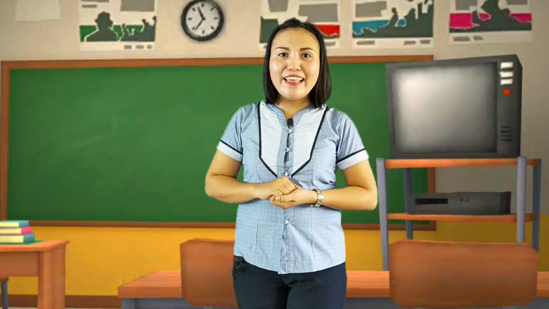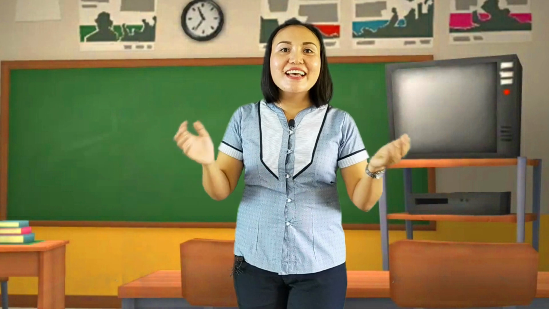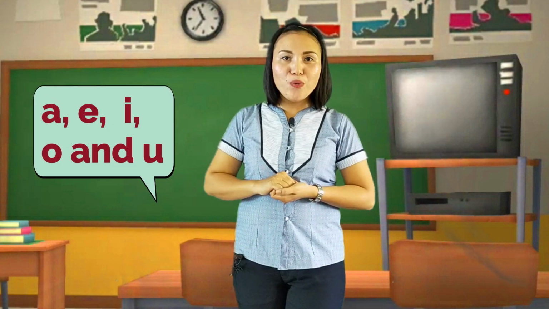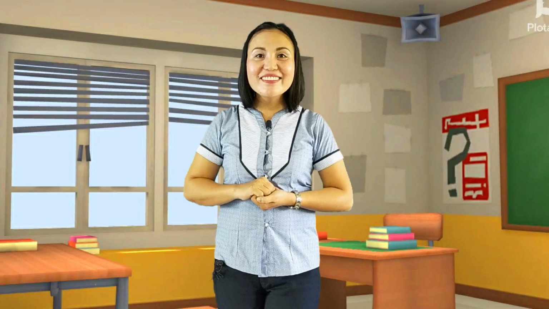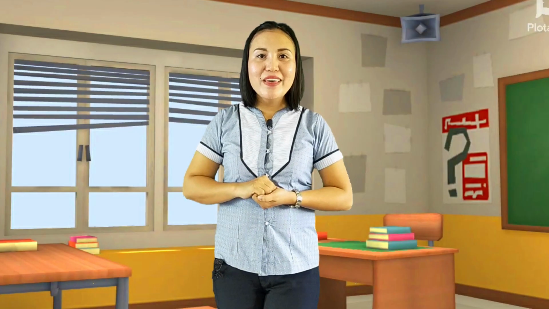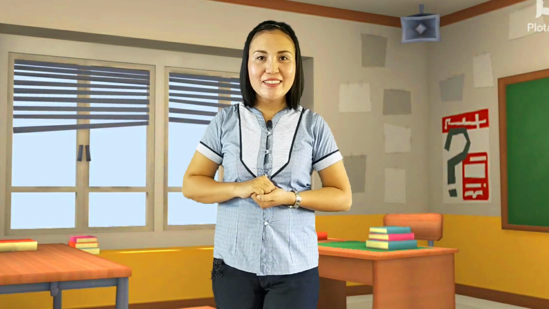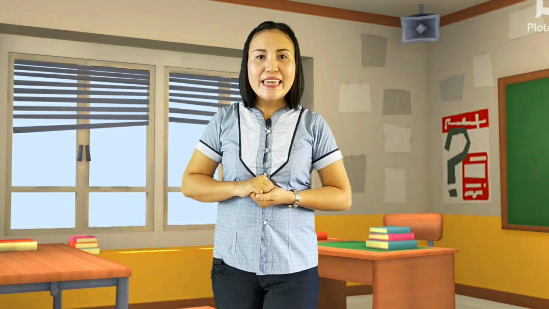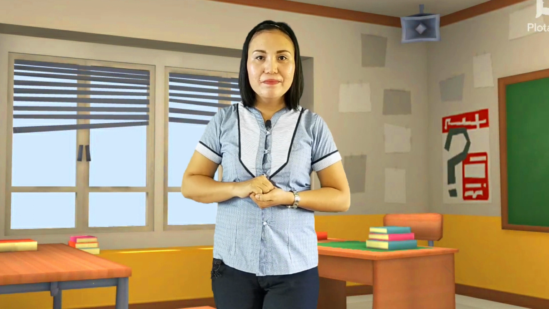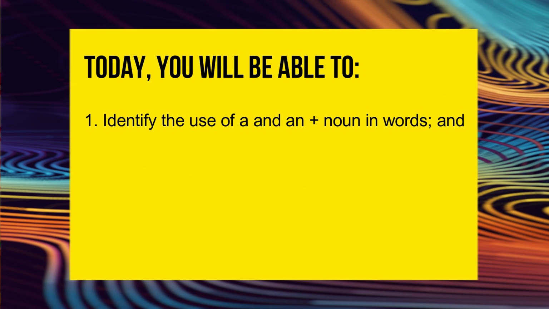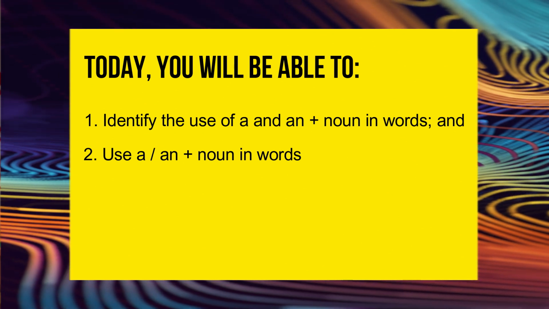What are the vowel letters? Correct! The A, E, I, O, and U. Well done, kids! You did a great job in recalling about vowels and consonants. This will be a great help in understanding our lesson for today. Today, you will be able to, first, identify the use of a and an plus noun in words. And second, use a or an plus noun in words.